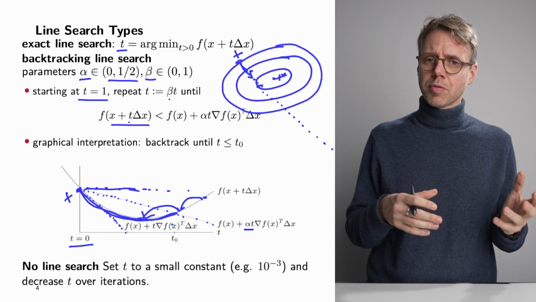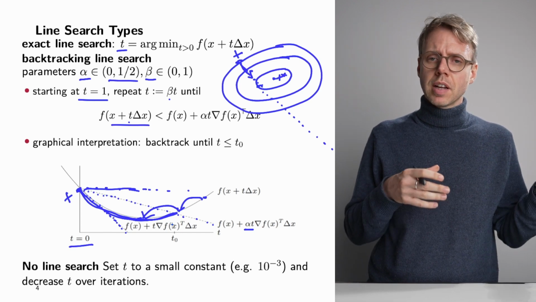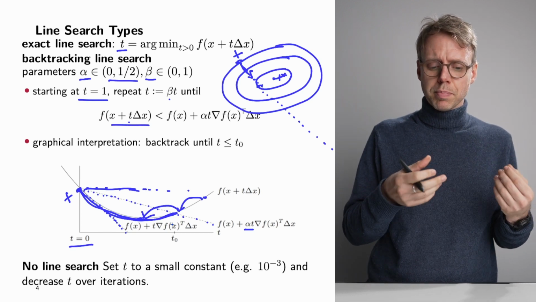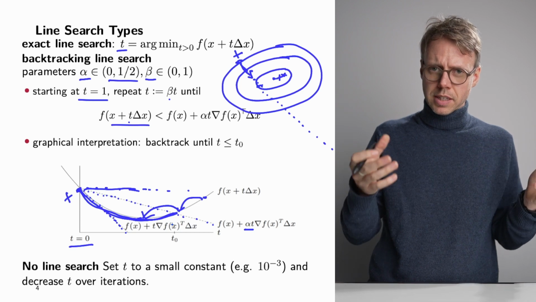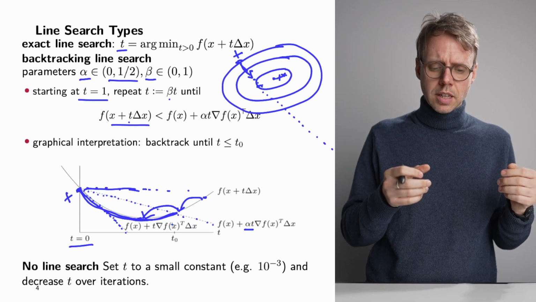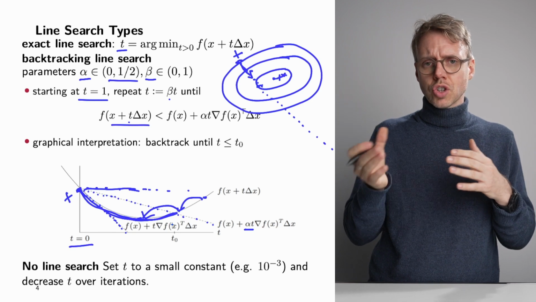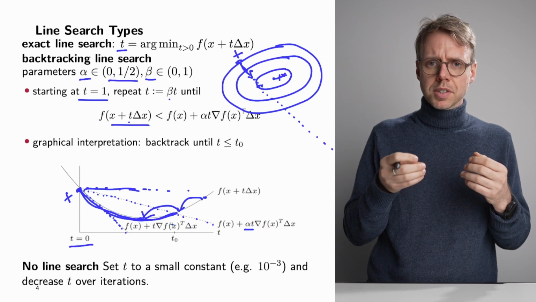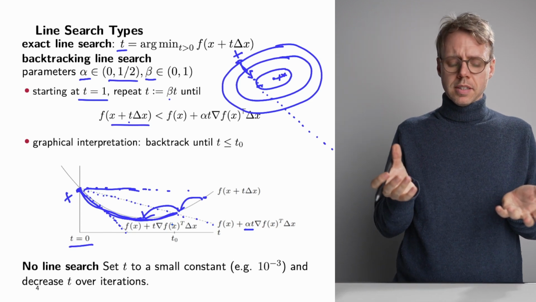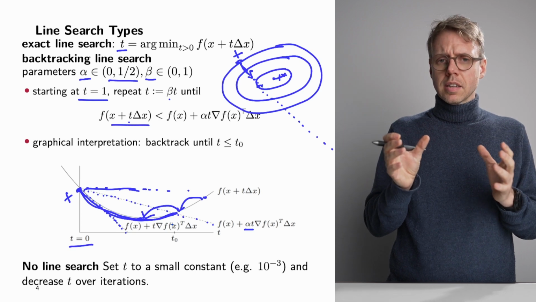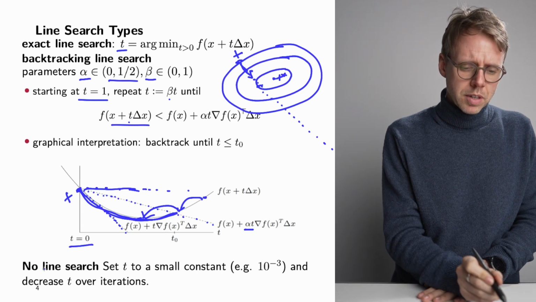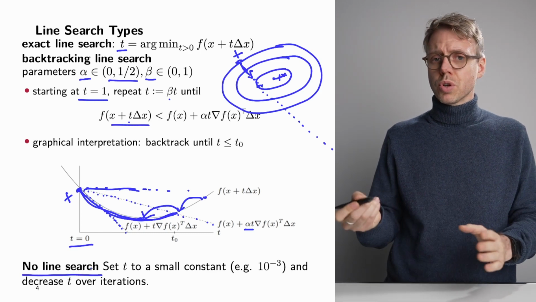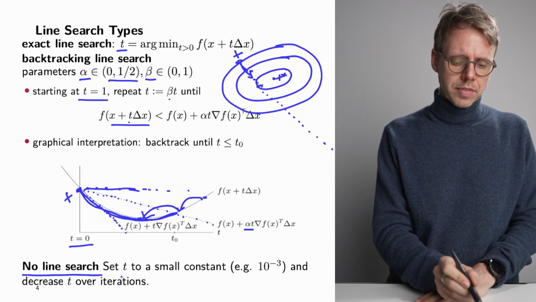As we said, there's a trade-off between an expensive line search that is exact or gives you a better minimization of this linearized function, and a cheaper line search that doesn't give you the best step size, but allows you to do more iterates. And the other extreme to doing an exact line search would be to not do any line search at all.